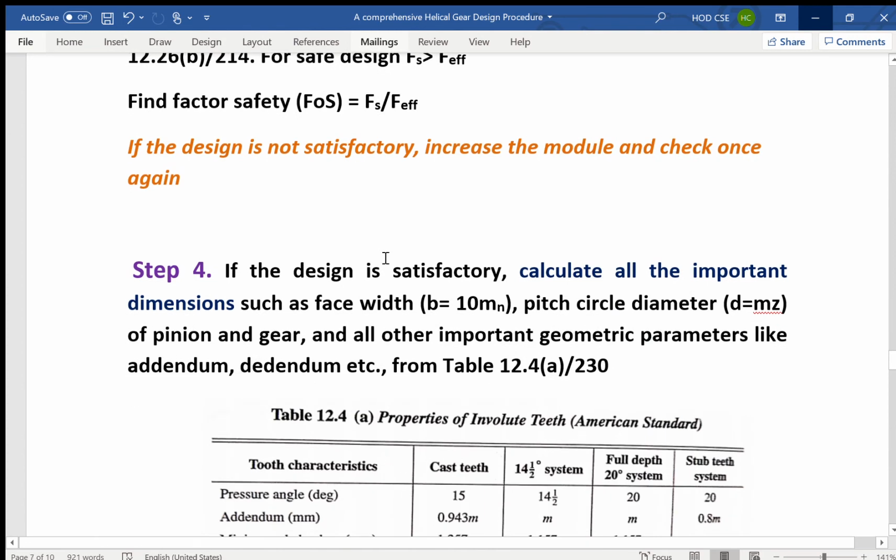Step 4. If the design is satisfactory, calculate all the important dimensions such as face width, pitch circle diameter of pinion and gear, and all other important geometric parameters like addendum, dedendum, etc. from table 12.4a, page 230, based on the pressure angle.